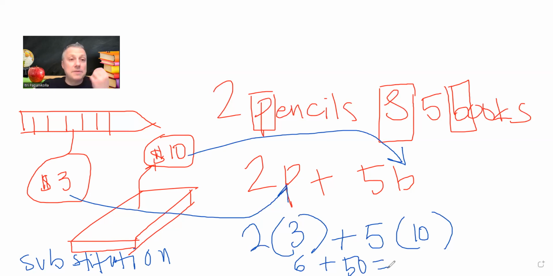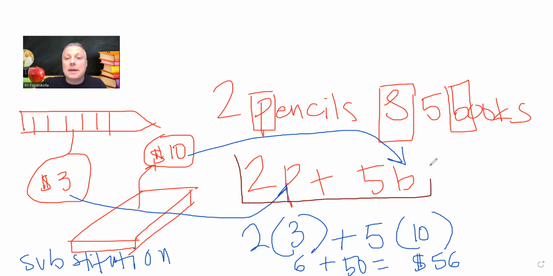So you're spending $6 on the pencils and $50 on the books, because 5 times 10 is 50. So you will be spending $56 in total between these 2 pencils and the 5 books. But look how the expression evolved here. Initially, we needed to buy 2 pencils and 5 books, so we created an expression. And the expression is the key here.